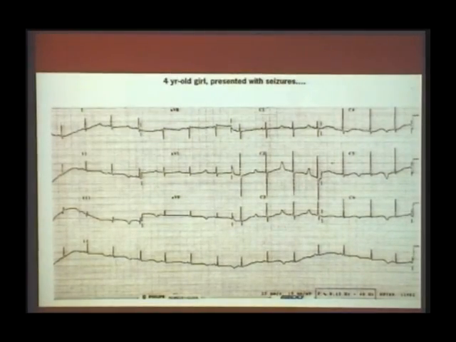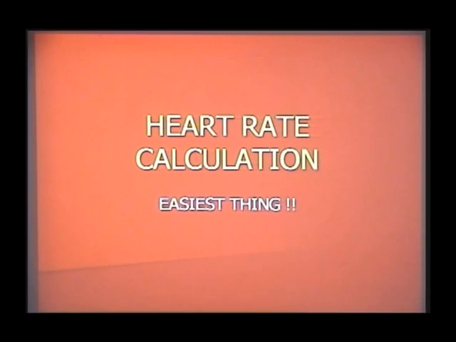So you can see a 4-year-old girl coming with seizures. You can see the QRS is here. The next QRS is here. Your T wave is going 3/4 of the RR interval. It is going well away, almost to the next QRS. Your QT interval is prolonged. So a simple ECG like this will give you a very valuable clue to the reason for syncope and seizures.